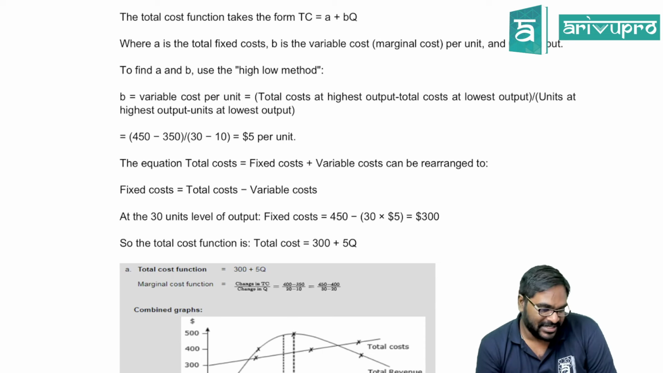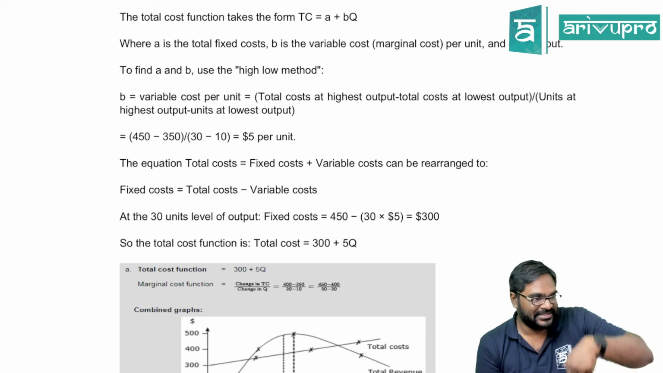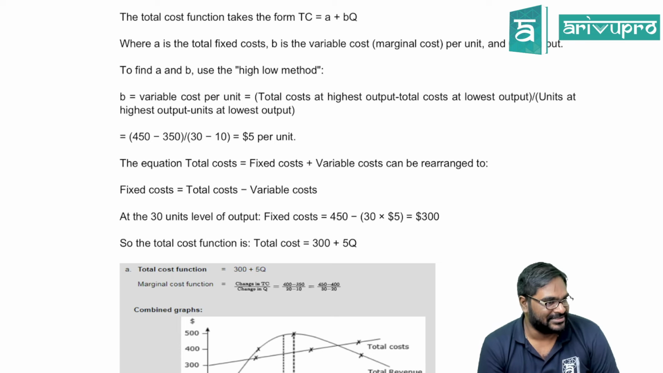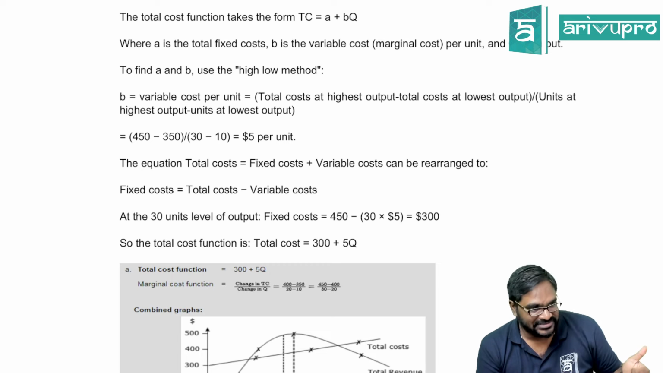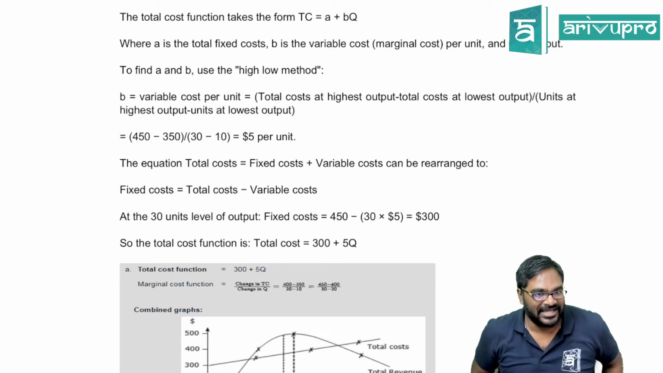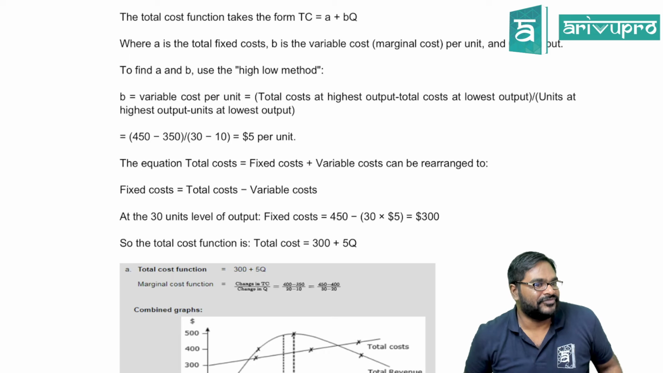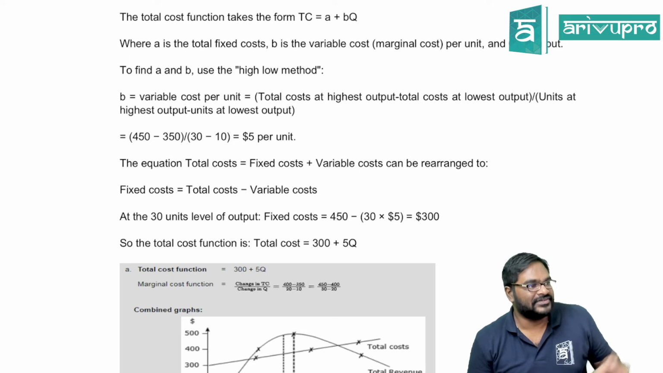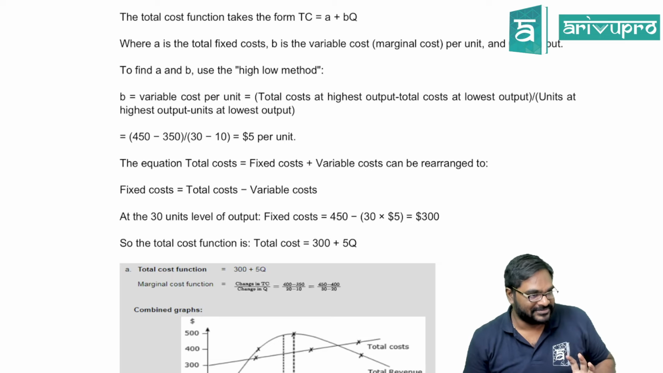If they have given the graph, nothing to worry, you just have to get the intercept. But sometimes they might give the graph, sometimes they might use the formula method. We have to be prepared for both. Are we good? We don't know which method they are going to ask. If they go for the graph method, the graph will be there.